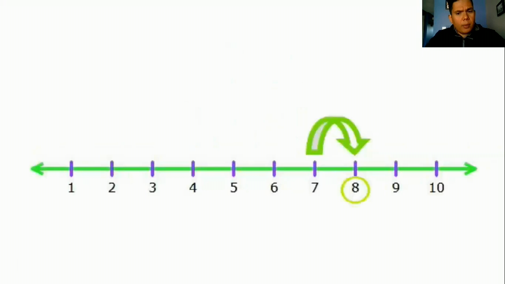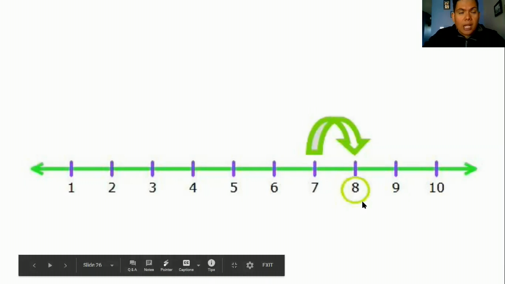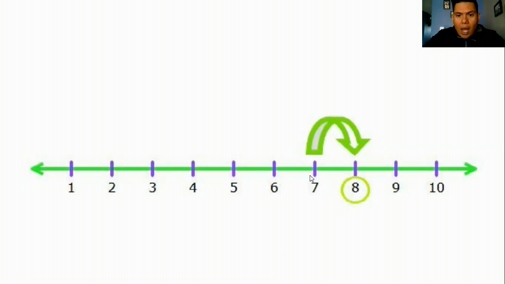Let's do one more together. I have number seven. Let's point to number seven together. Ready? Point to number seven. Now, we're going to jump one more so we can find the number that comes right after seven. Ready? Use your pointer finger and jump one time. That's number eight. That's why I circled number eight, because number eight comes right after number seven. Right after number seven, you have number eight.